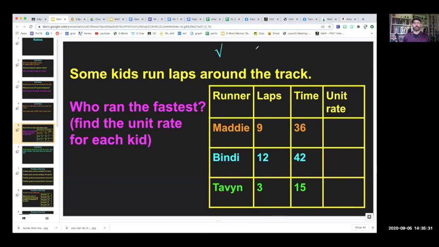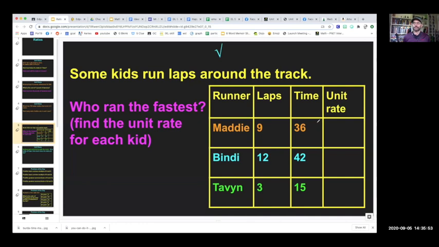Oh, this is a fancy one, but you can do it. So, some kids run laps around the track. Who ran the fastest? Meaning, find the unit rate for each kid. So, Maddie, she ran 9 laps, and it took her 36 minutes. Bindi ran 12 laps, so she ran more laps, but also took her longer, 42 minutes. Taven ran 3 laps and took him 15 minutes.